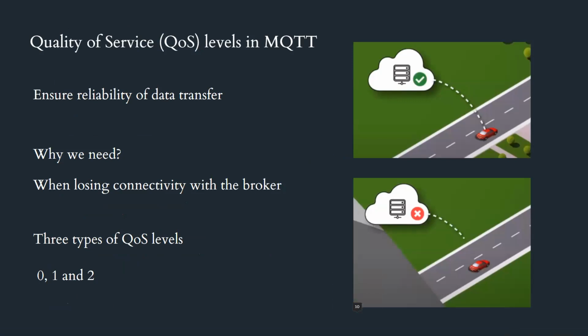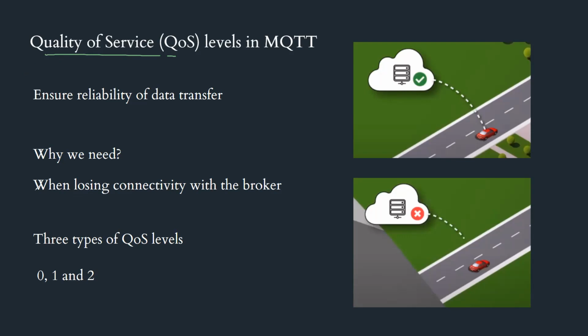service. So the MQTT protocol is used to ensure the reliability of the data transfer, and therefore we need to maintain the connection with the connected devices from the MQTT broker whenever there's a loss of connection. So therefore, quality of service is defined for the MQTT protocol. There are three basic levels of quality of service.